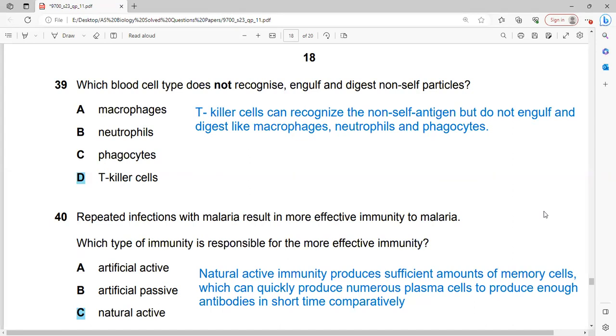They come in contact with the body cell and release cytotoxin, which blocks the metabolism of the cell, and they kill the cell. So these cells are infected by non-self particles, but the T killer cells are not involved in engulfing and digestion like macrophages, neutrophils, and phagocytes. So D is our correct option here.